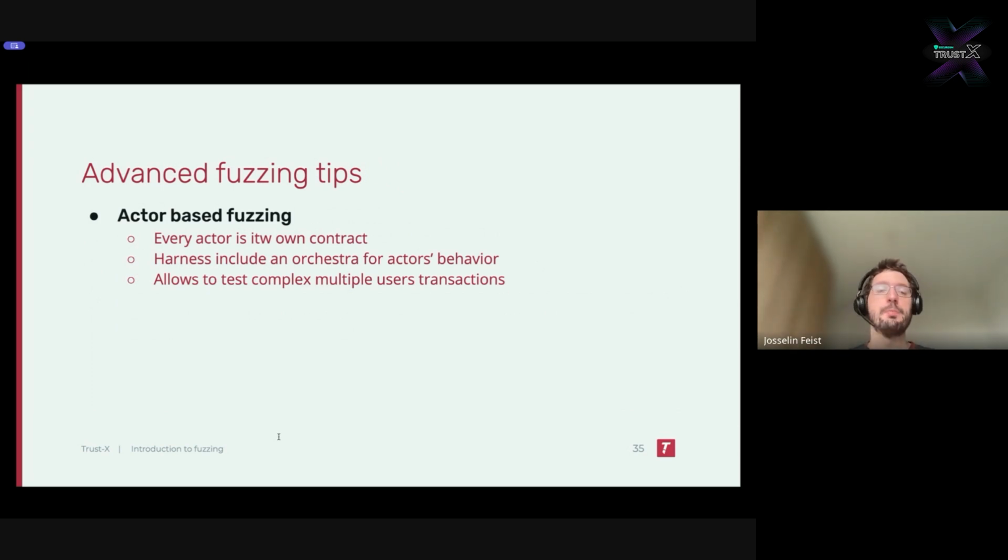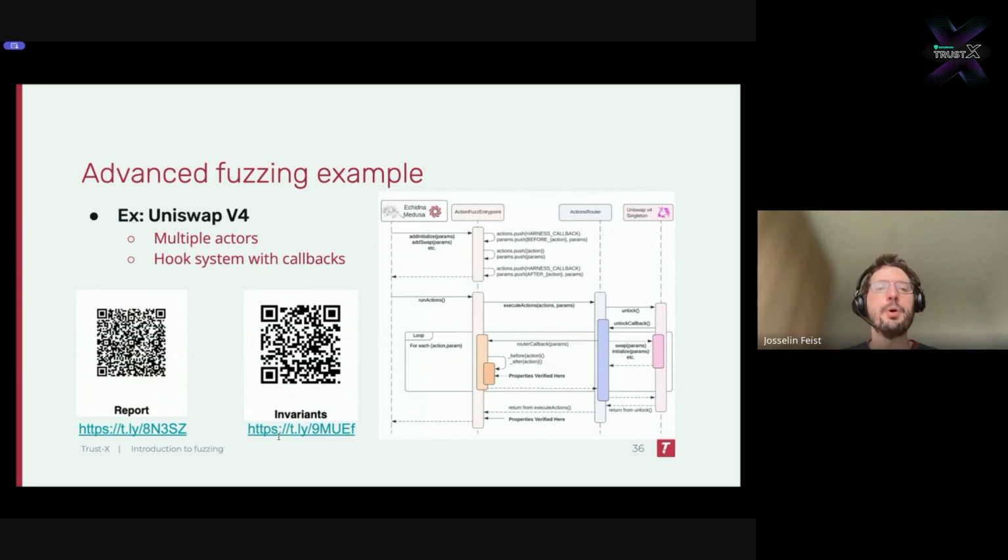So all of that is going to become randomly assigned, and they're going to mix and match the different actors, the different actions in a random fashion. And this is going to be really, really powerful if you want to create a fuzzing harness for complex contracts, which has multiple contract interaction. A good example of that can be found in Uniswap v4.